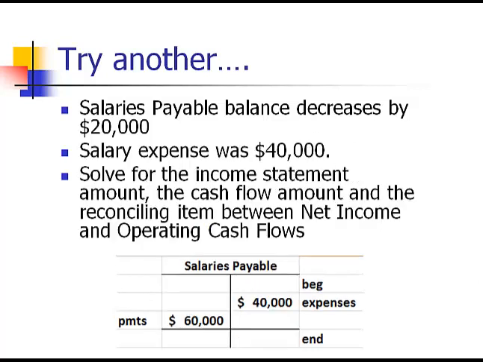cash flow. What if they told you the salary payable amount decreased and they told you expense was 40,000? Then you could solve for the amount of the payments. Of course, this would still result in a $20,000 reconciling item to reduce net income to get down to cash flow. Why? Because net income was reduced by the 40, but the bank account was reduced by the 60. So to go from the 40, which is already in net income, down to the 60, which is what came out of the bank, you'd have to minus another 20.